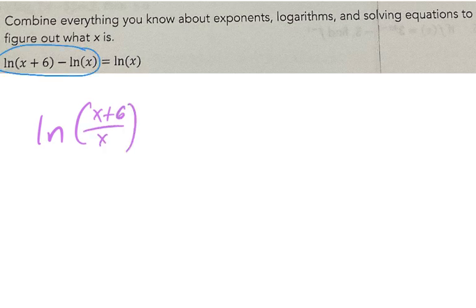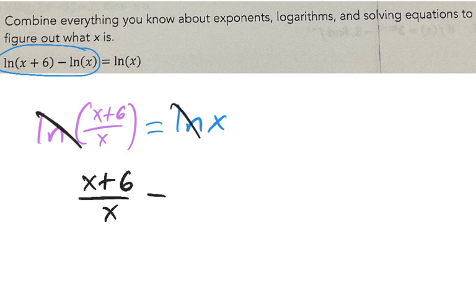I have subtraction of the logarithms. Subtraction of the logarithms can be rewritten as division of the arguments. Now what? Well, we know that the x's cancel. We know that x plus 6 is double natural log of x. I have a single natural log on both sides of my equation, which means I can drop the natural logs. And so x plus 6 over x must equal x.